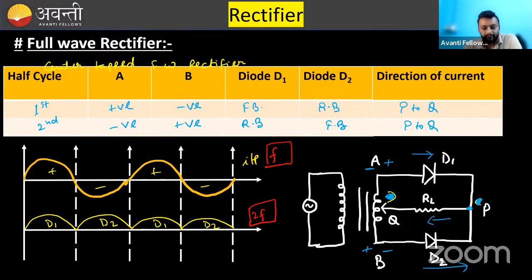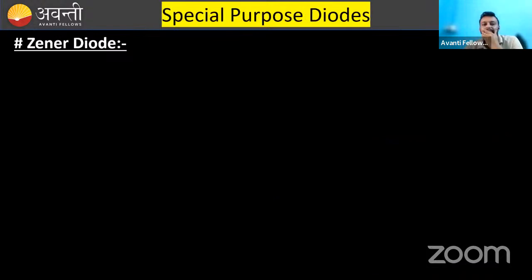Moving further. Zener diode. There are some special purpose diodes, the diodes which are designed for some special purpose, out of which the most important diode is the Zener diode. It is designed to operate in reverse bias. This is not the only thing. It is also designed to operate in the breakdown region.